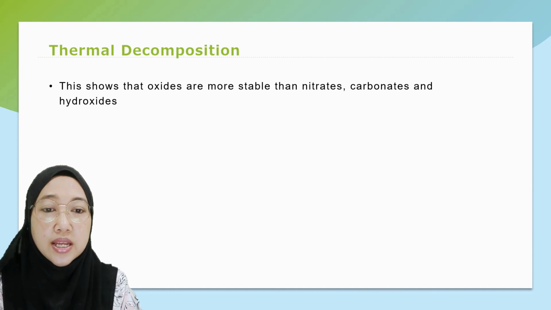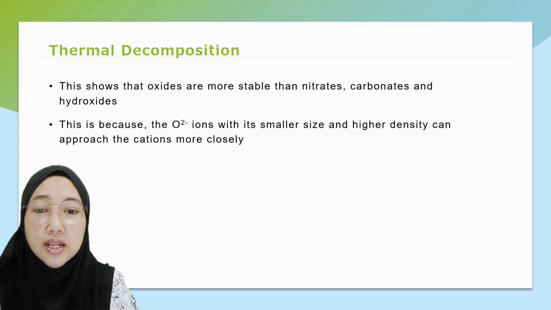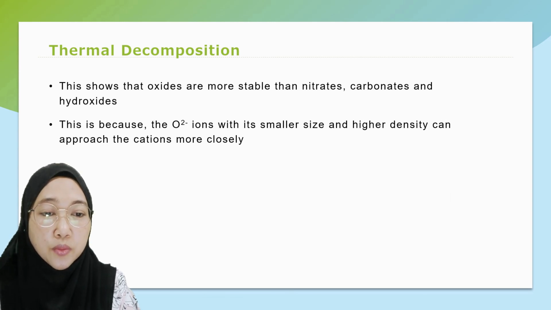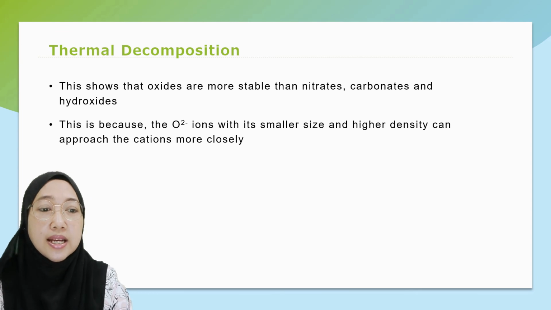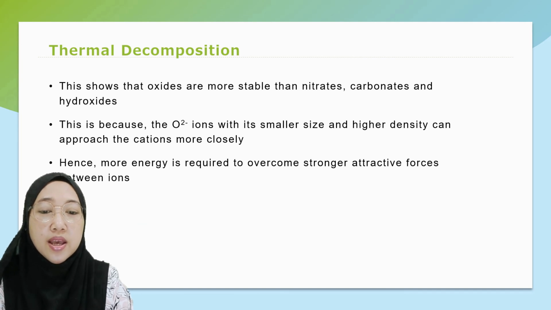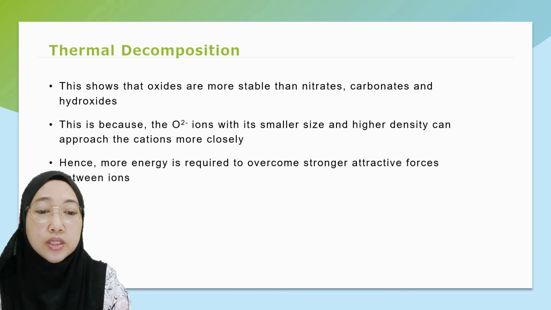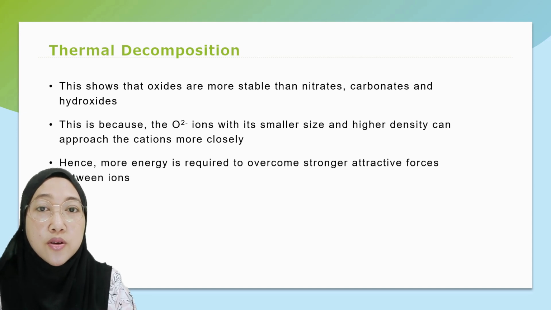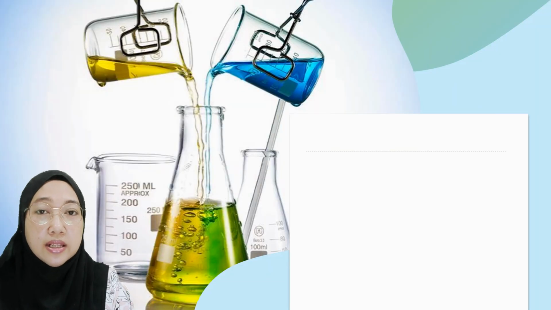This shows that oxides are more stable than nitrates, carbonates, and hydroxides. This is because the oxide ion, with its smaller size and higher charge density, can approach the cation more closely. Hence, more energy is required to overcome the stronger attractive forces between ions in metal oxides.